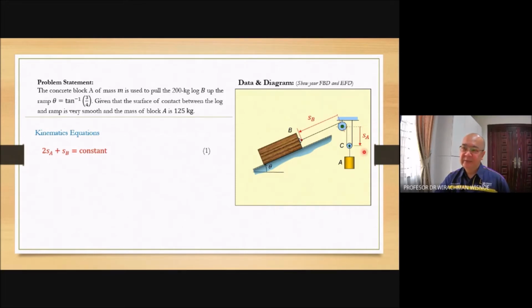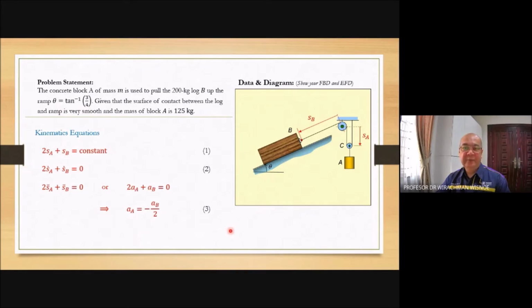SA will be directed downward, positive. SB is directed to the left downward, positive as well. We have 2SA plus SB equals constant. And then you differentiate: 2 SA dot plus SB dot equals 0, because the derivative of a constant with respect to time is 0. So that is the velocity. And then you differentiate again to obtain acceleration: 2 AA plus AB equals 0, or AA equals negative AB over 2.